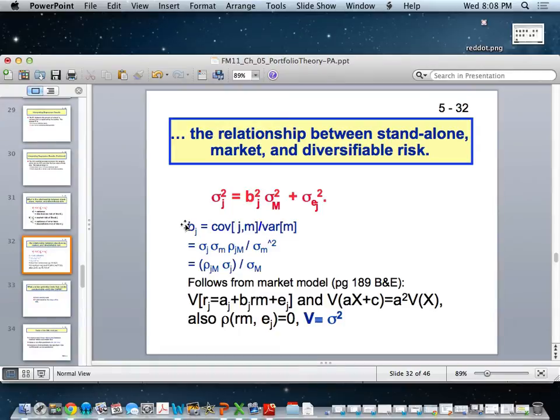This is an exact formulation here. Beta is a function of the covariance between security J and the market divided by the variance of the market. The covariance Jm, this is notational, can be expanded as the standard deviation of J, which is a security, times the standard deviation of the market, times the correlation between the security and the market, divided by the variance, which is sigma m squared. So you see one extra sigma m can go away. Thus beta, you can get this on homework or something like that, is the correlation between the security and the market times the standard deviation of the security, standardized by the standard deviation of the market. Just that. It follows from the market model, which you can see on that page.